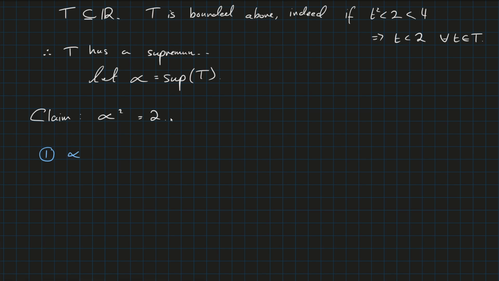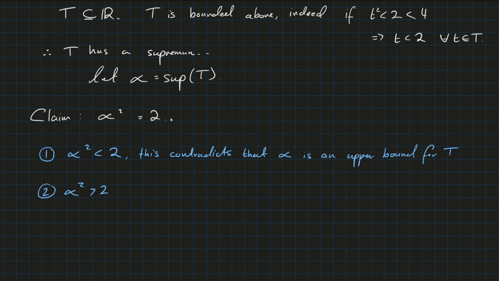So we're going to say that first of all, if alpha squared is less than 2, this contradicts that alpha is an upper bound for T. And then the second thing is if alpha squared is greater than 2, this contradicts that alpha is a least upper bound for T.